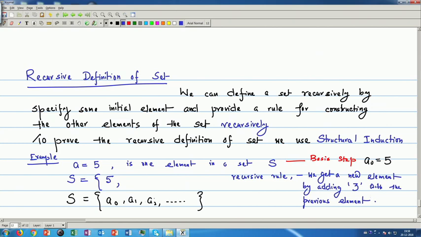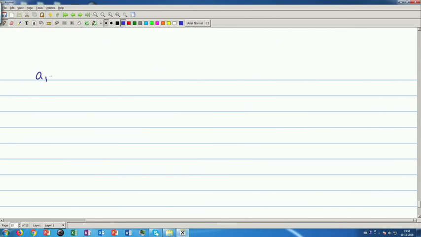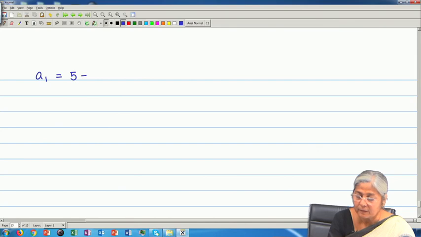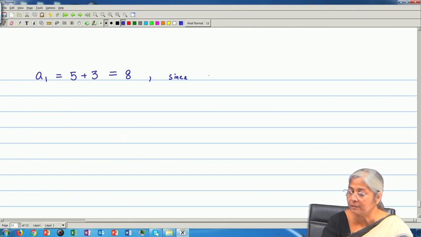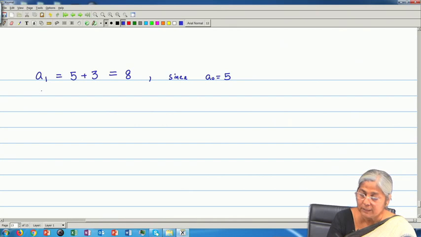So, what is my A1? A1 is 5 plus 3, because A0 was 5, since the first element was defined, A0 was 5. So, I get the next element of the set is 8 plus 3 is 11.